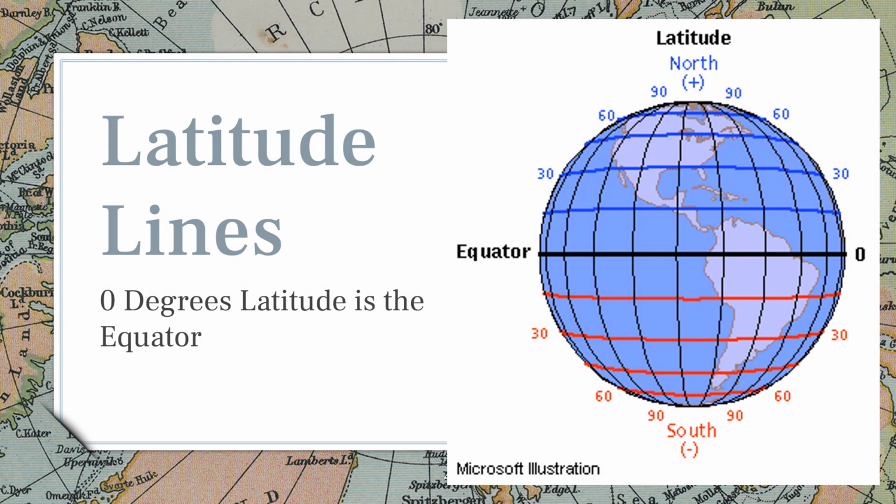Latitude lines, on the other hand, the major line is the equator, and that's at 0 degrees. And so because latitude lines stretch from east to west, the degree markings for latitude lines are based on north to south. So how far north or south is something from the equator?